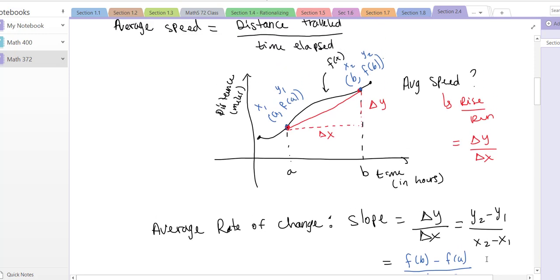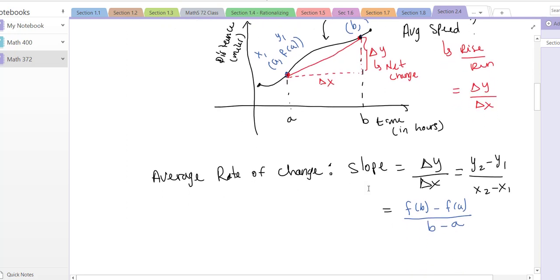Notice that the change in the y values, as the function changes from a to b, on the y, this is our delta y. This is what is also referred to as the net change of a function. So how much did the y values change? So that's called the net change.